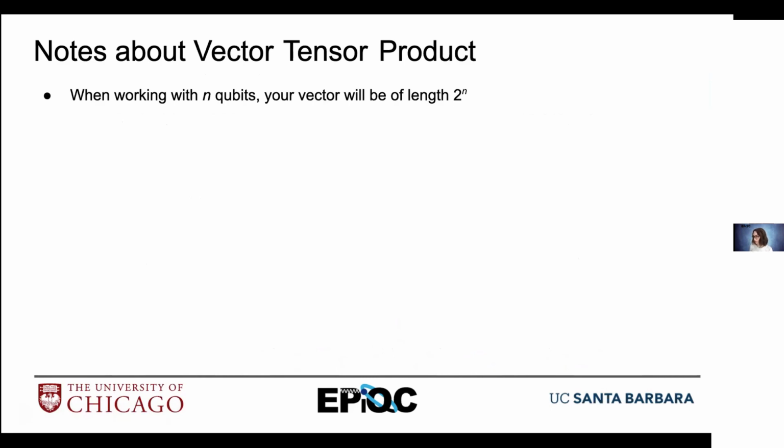So additional notes, when you're working with n qubits, your vector will be of length 2 to the n. Why is that? It's because we're working with qubits, and qubits have two basis states, so that ket 0 and ket 1. And since we can be in a superposition of those both, we have to include both of those in our representation for a qubit. So if we're working with 1 qubit, we have a length of 2 in our vector. If we're working with 2 qubits, length of 4, and so on.